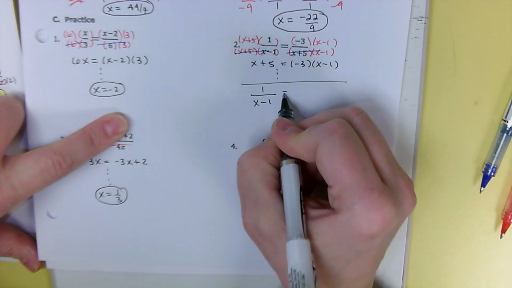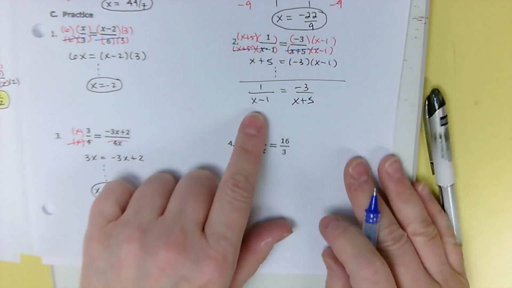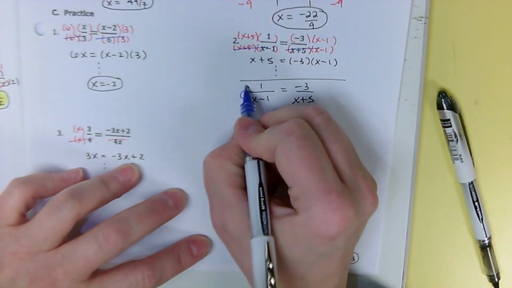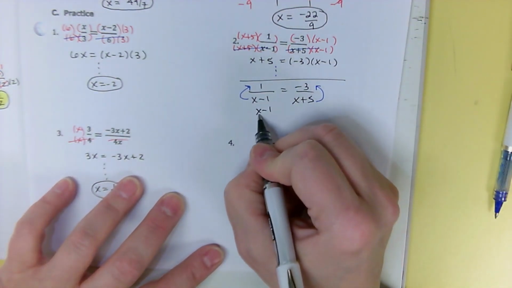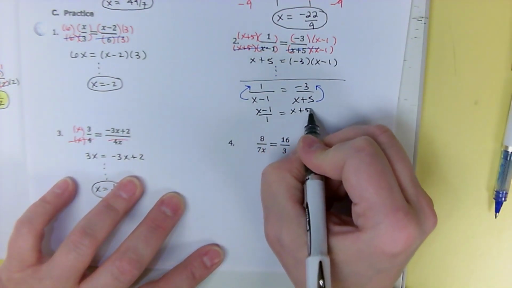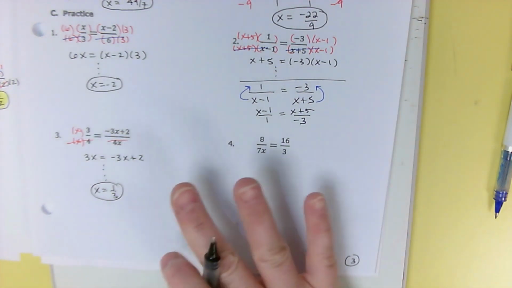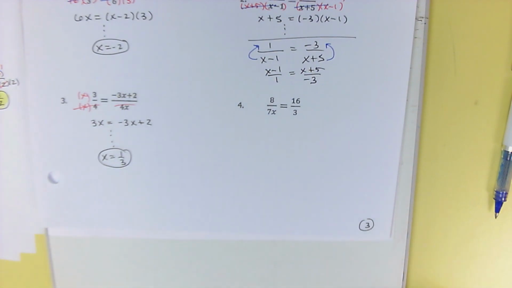Using Flippy step. Flippy step is great for when your x's are in the bottom only. There's none in the top. So you just flip both sides. So that gives you x minus 1 over 1 equals x plus 5 over negative 3. Then you're in a position to get a common denominator and eliminate the fractions. Both techniques work. All right, let's do the last one. You can do this one using Flippy step or common denominator, your choice.